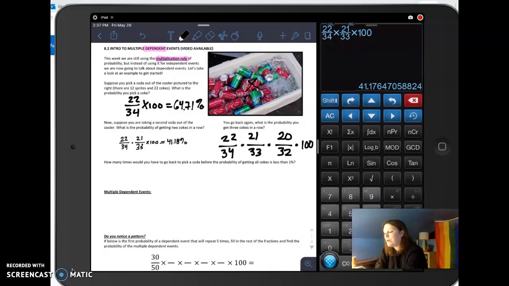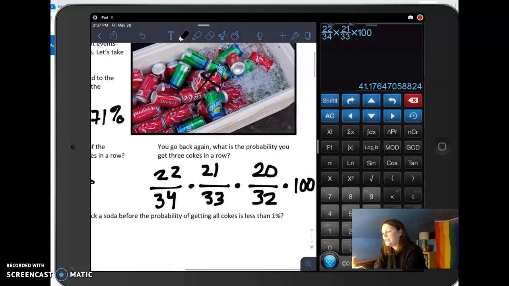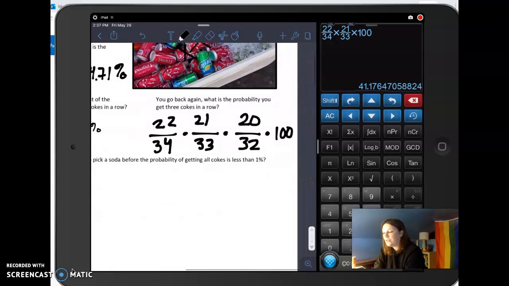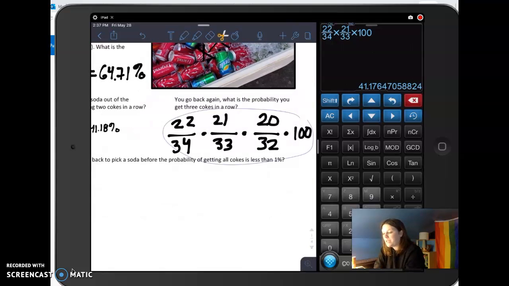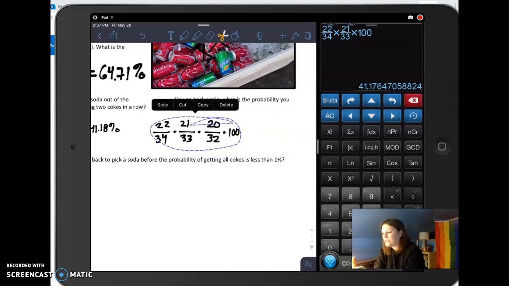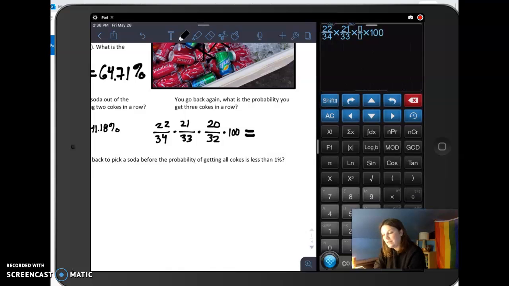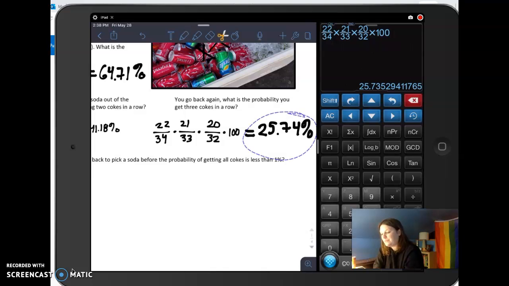So now I want to know what the probability is if I took 2 of these Cokes out of the cooler and I went back for a third. What would be the probability that the third one was also a Coke? And every time you take a Coke out, it changes the probability. So let's put that next probability in there, and we get 25.74% if you are rounding correctly.